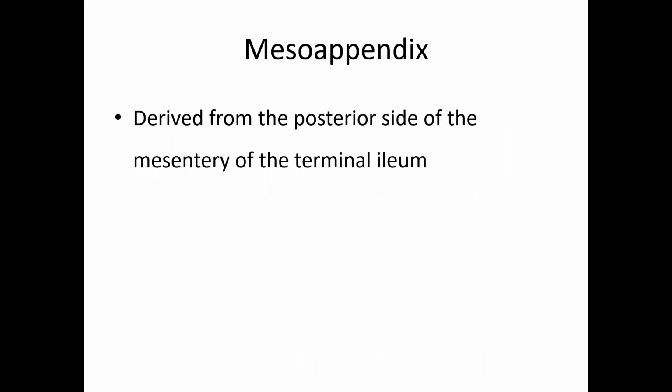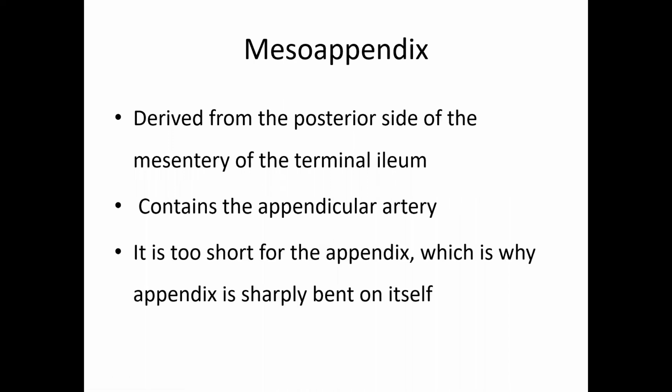The mesentery of the appendix is called the mesoappendix, derived from the posterior side of the mesentery of the terminal ileum, and it contains the appendicular artery. It is too short for the appendix. The mesoappendix is longer, the appendicular artery is short. And because the appendicular artery has to supply the appendix from the base to the tip, the short appendicular artery causes the appendix to bend on itself.